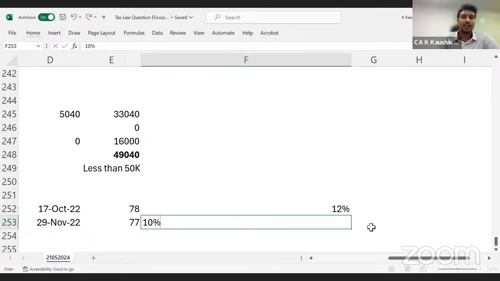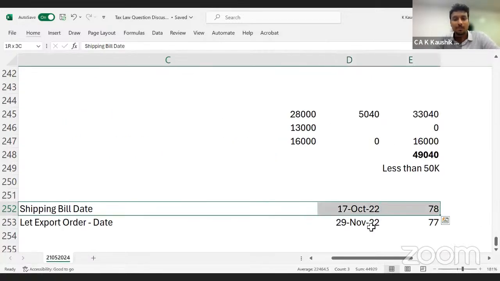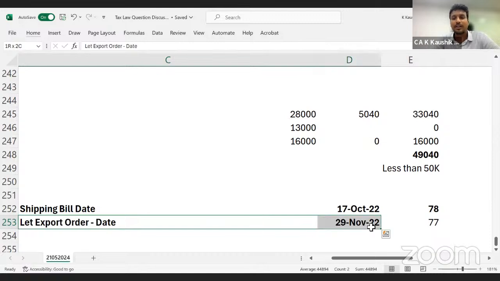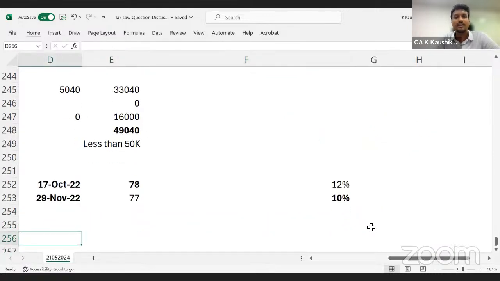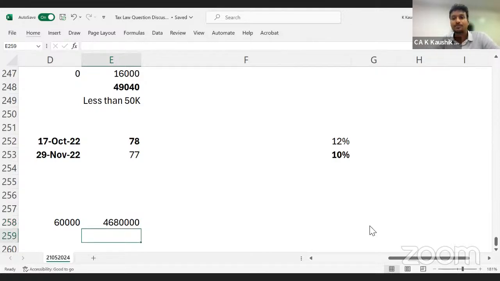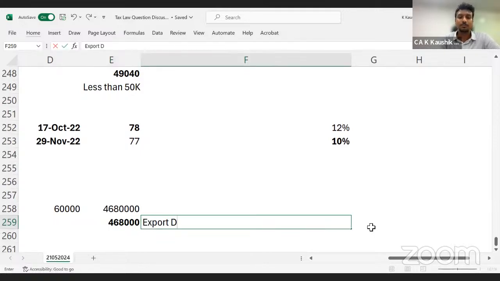On this date, the export duty rate was 10%. So for the purpose of exchange rate, you need to take the shipping bill date. And for the purpose of the let export order date, you need to consider 29 November, 10%. So what is the value? $60,000 converted at 78 rupees will become 46,80,000. For 46,80,000, you need to calculate export duty at 10%. So this will become 4,68,000 export duty payable.